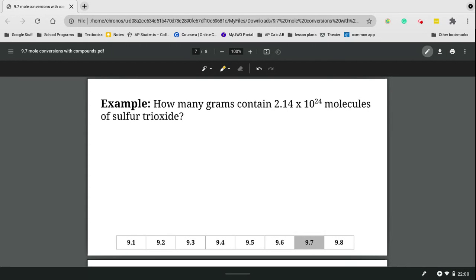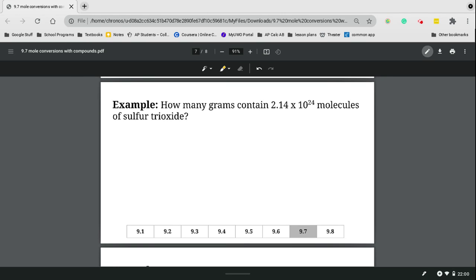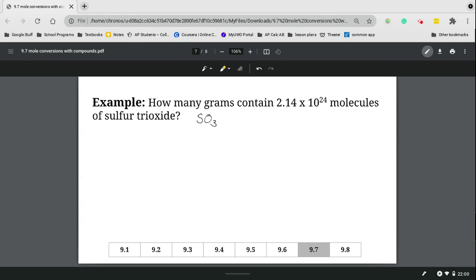How many grams contain 2.14 times 10 to the 24th molecules of sulfur trioxide? That is going to be sulfur, 3 oxygen, SO3. Sulfur has a mass of 32.07. Oxygen, that's 16. Go multiply that by 3. And then totaled up is 80.07 grams per mole.